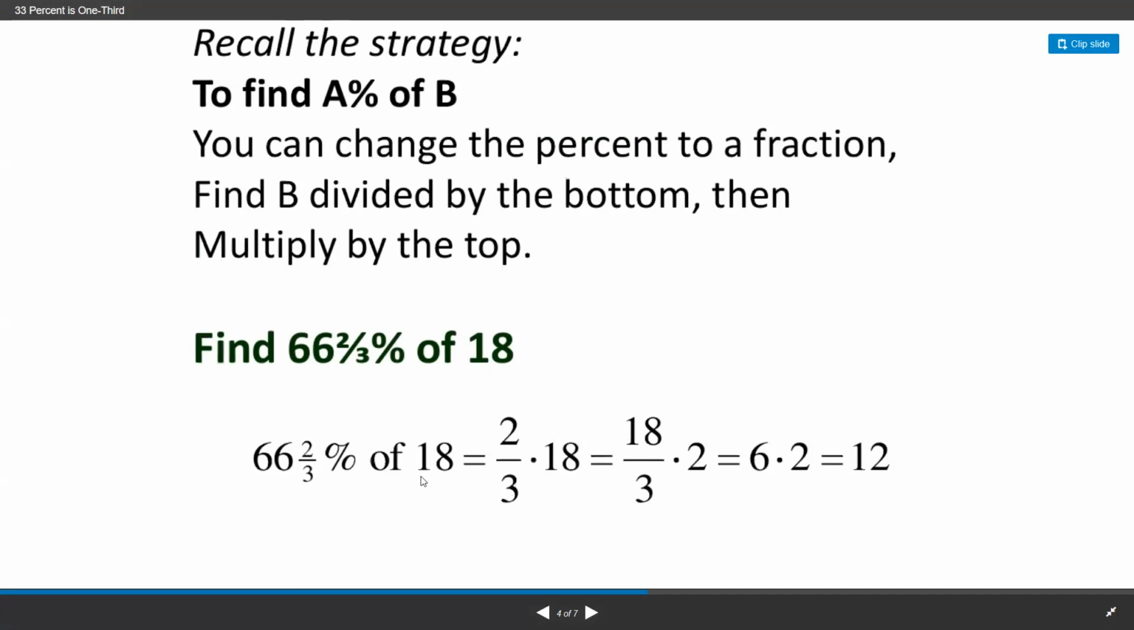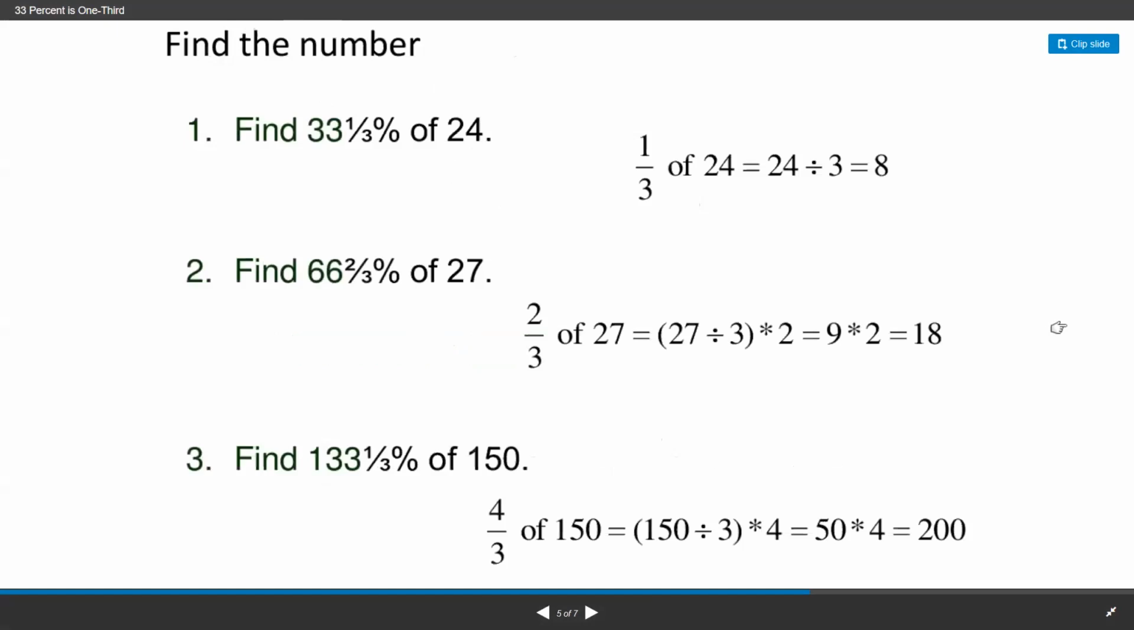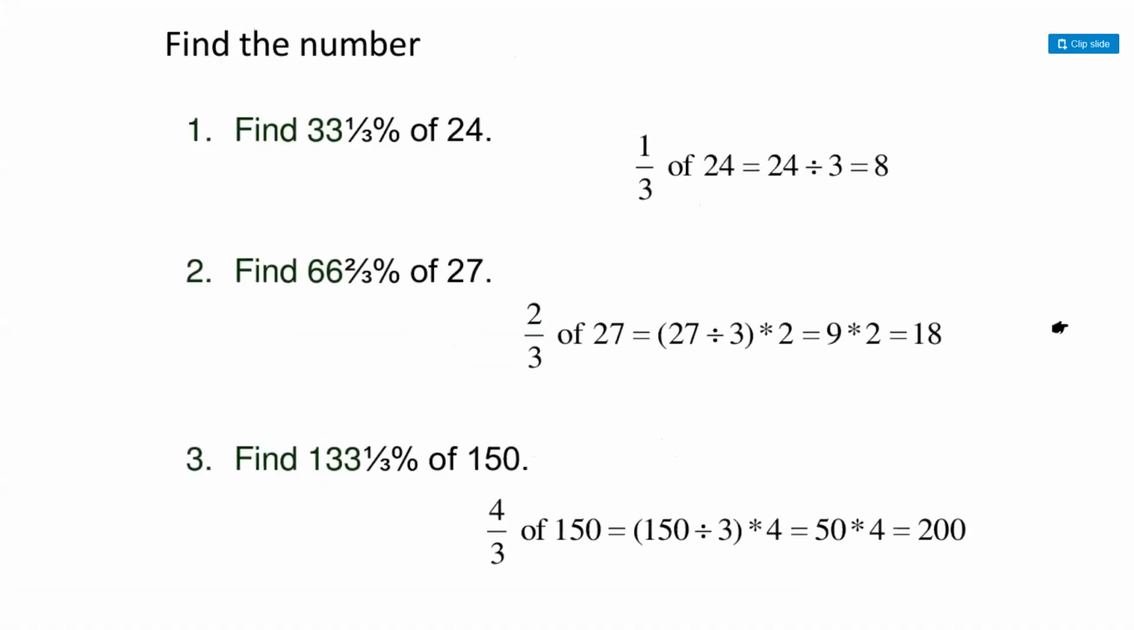66 and 2/3% of 18 means 2/3 times 18. Don't multiply first because you get big numbers. Divide first. 18 divided by 3 is 6. 6 times 2 is 12. Find 33 and 1/3% of 24. That's 1/3 of 24, which means to divide by 3, which is 8. Find 66 and 2/3% of 27. 2/3 of 27. 1/3 of 27 is 9. 2 of those is 18.